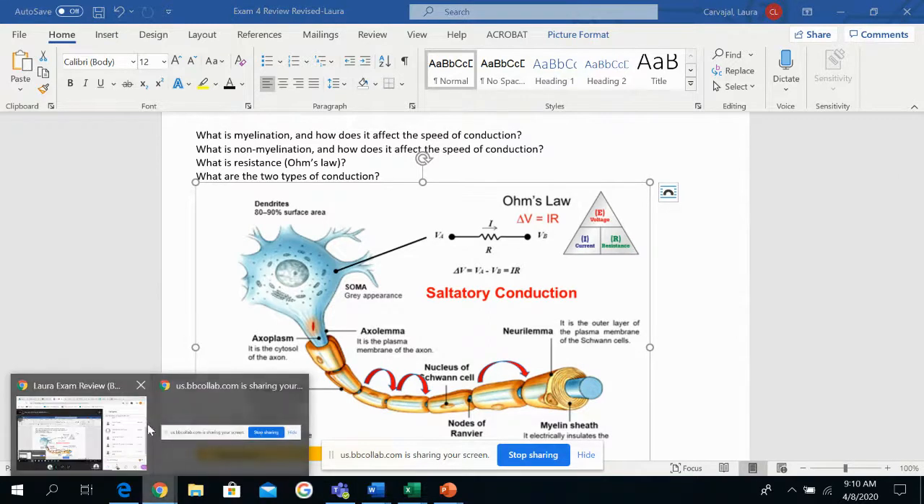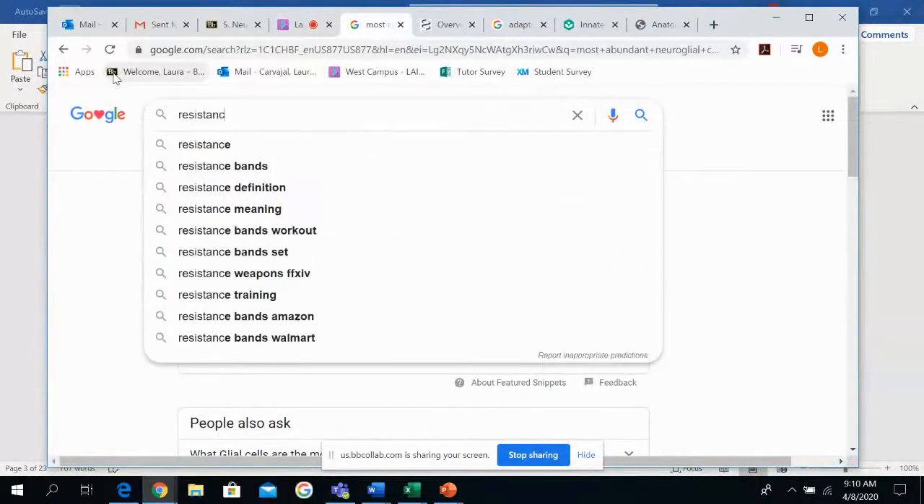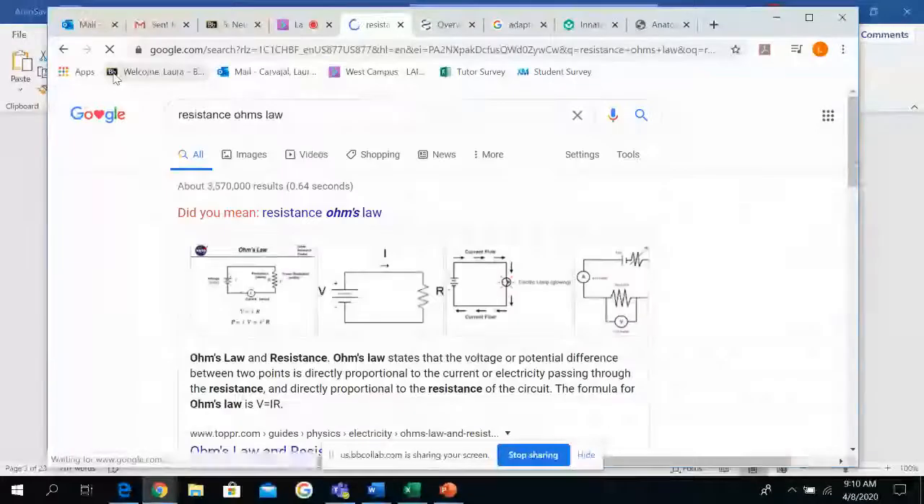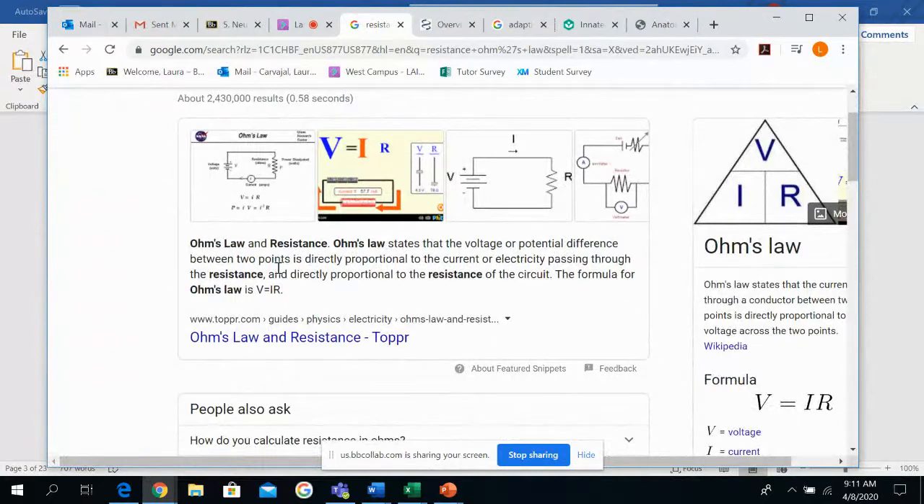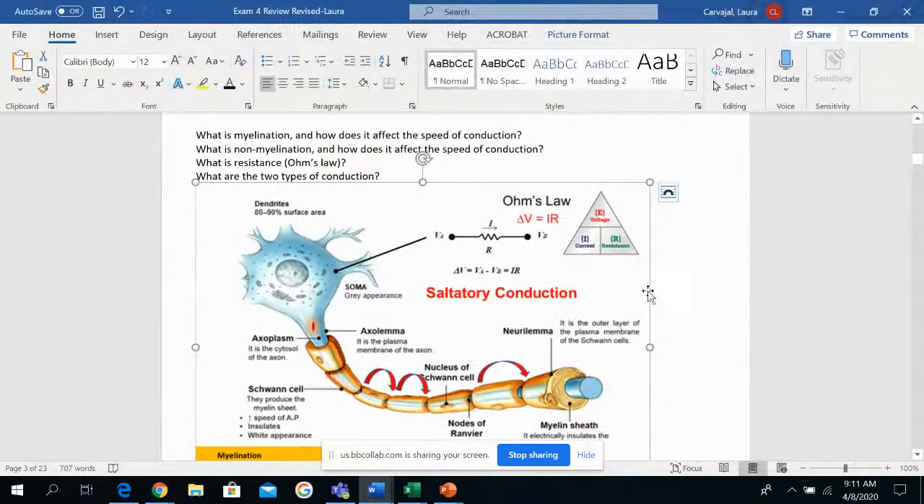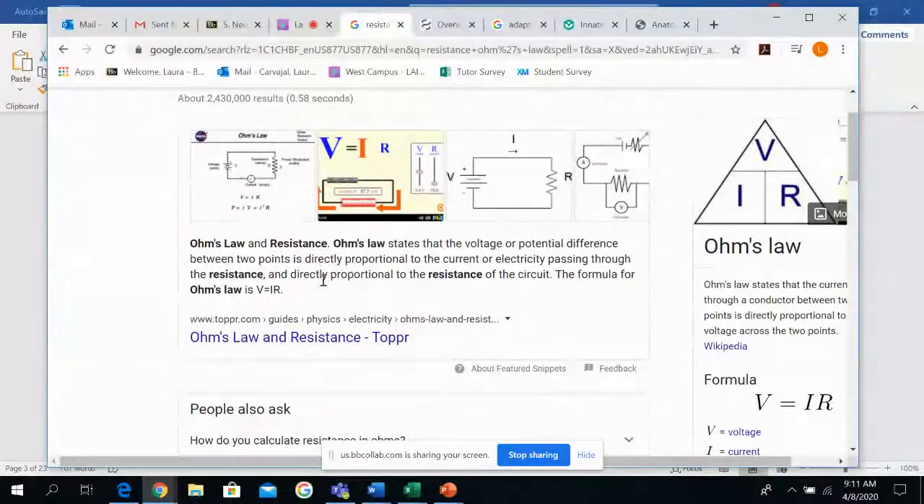Let's Google that real quick just to have a very accurate definition. Resistance, Ohm's law. Okay, what does it say here? Ohm's law states that the voltage or potential difference between two points is directly proportional to the current passing through it. So V equals I R. Okay, so the voltage is directly proportional to the current and the resistance of the circuit.